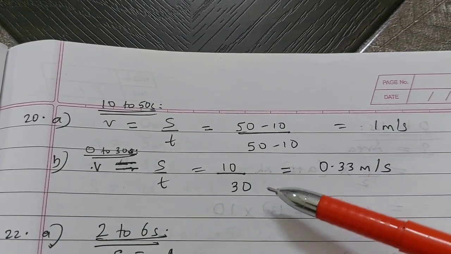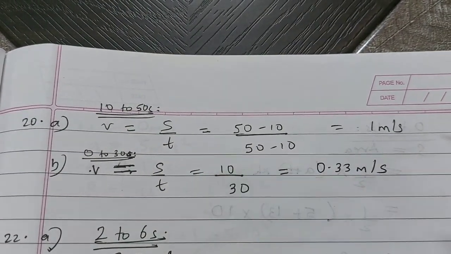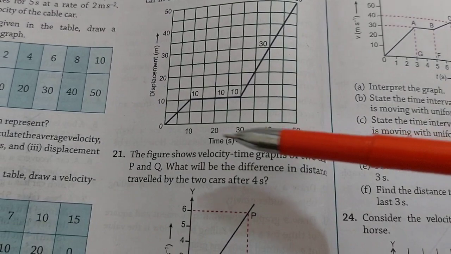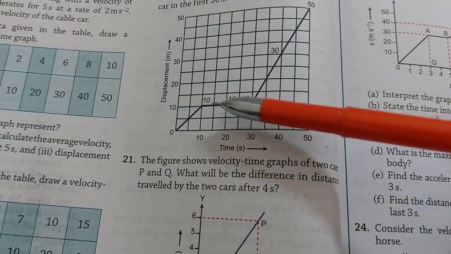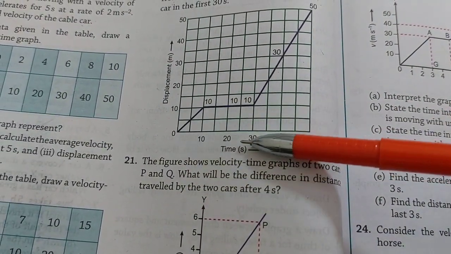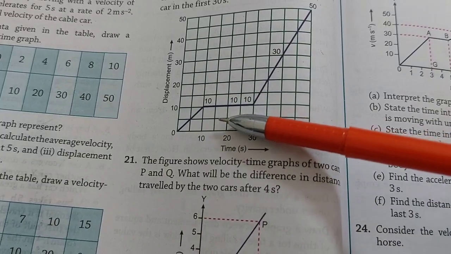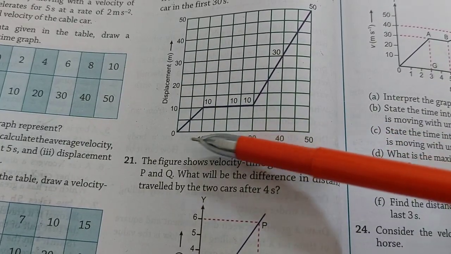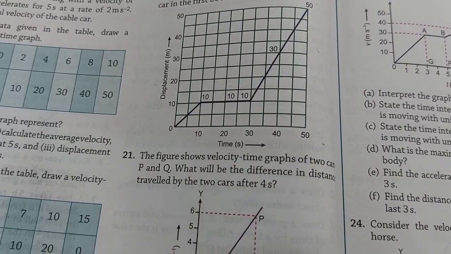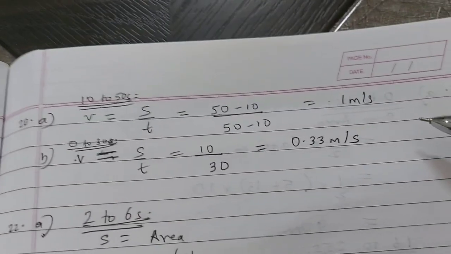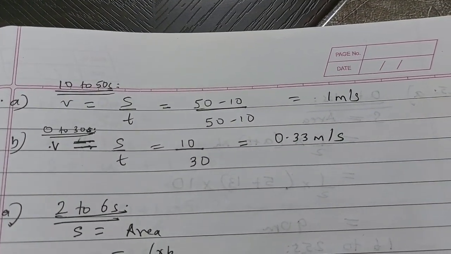Similarly, they want the velocity in the first 30 seconds. So again, in the first 30 seconds, it covers just 10 meters. Yeah, it's at rest, but totally in 30 seconds, it has covered 10 meters. It had actually covered it in the first 10 seconds itself. But the average velocity for the first 30 seconds is 10 upon 30. That is 0.33 meters per second.